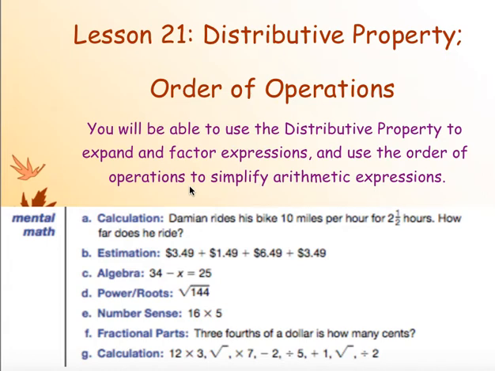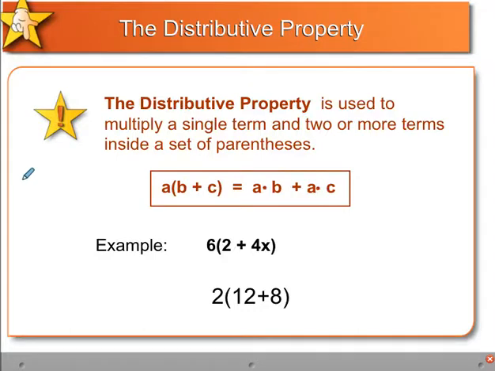Course 3, Lesson 21, we are looking at the distributive property, being able to factor things, and using the order of operations. So the distributive property says we have a single term outside of parentheses, and it's going to be multiplied by 2 or more terms inside of a set of parentheses.